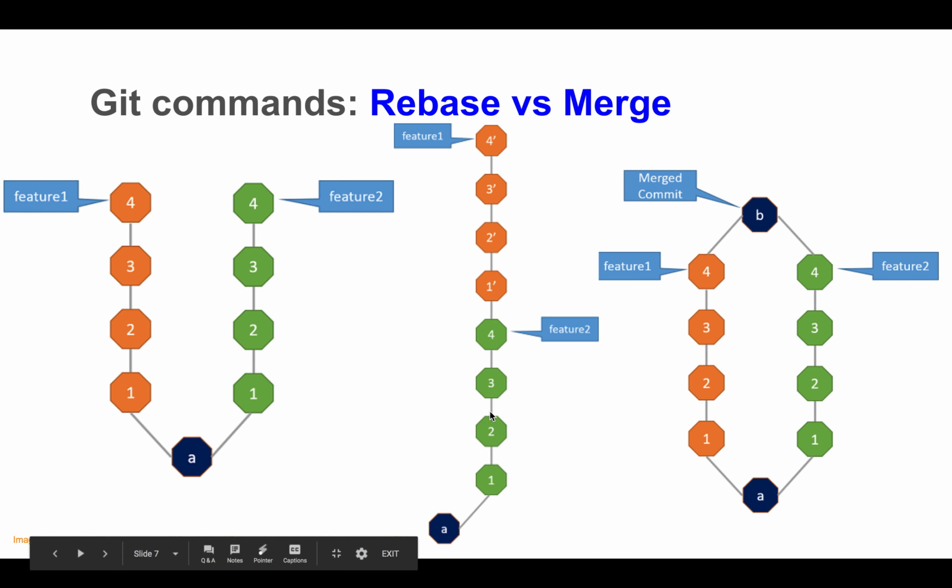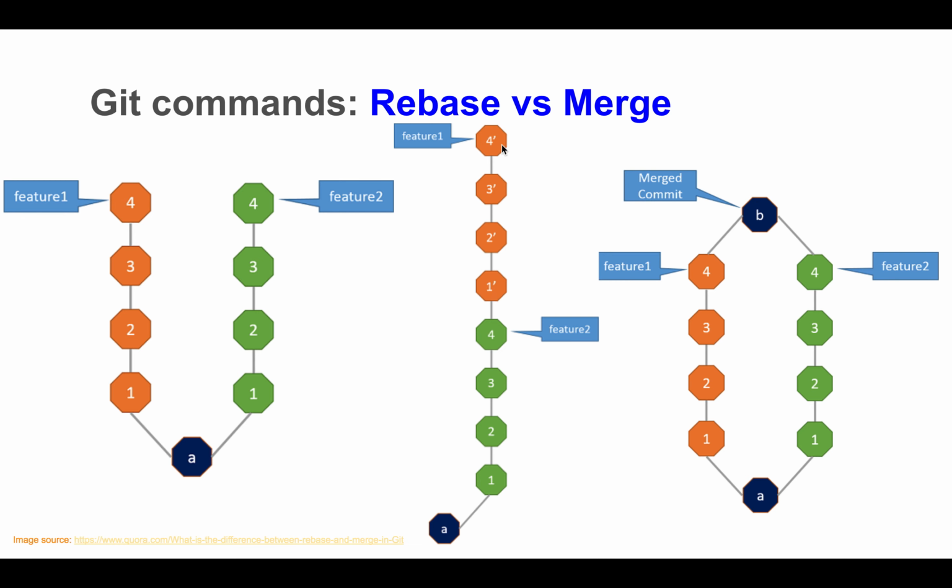Now here in git rebase, it is showing 1 dash, 2 dash, 3 dash, 4 dash. Why is it showing these? It's not a conflict; it's from the master. It creates new hashes. So if we do git rebase, it will rewrite the history. It will change the hash, and we will have 1 dash, 2 dash, 3 dash and 4 dash.